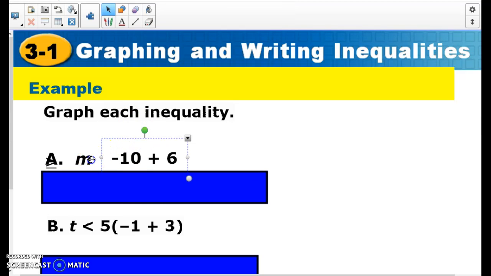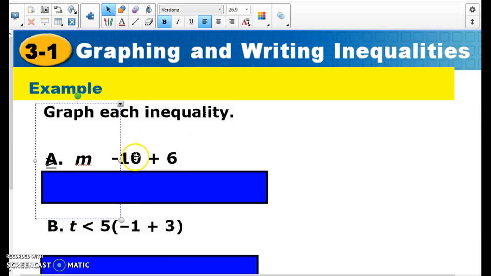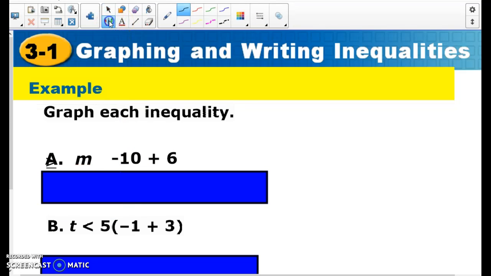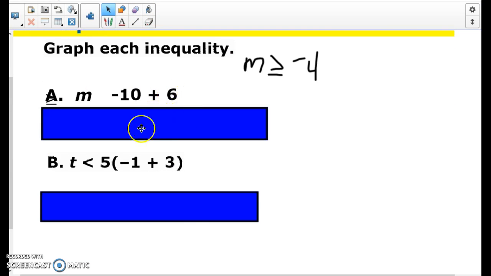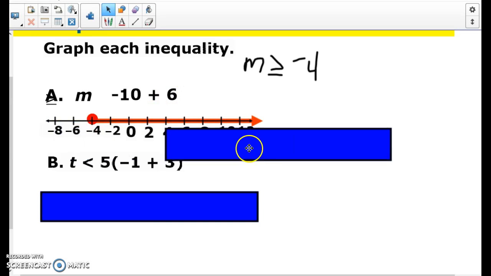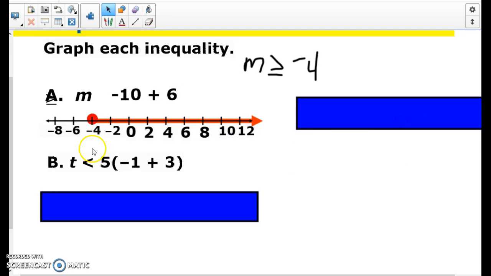M is greater than or equal to negative 10 plus 6. So I'm going to simplify that. M is greater than or equal to negative 4. Okay, since I have a greater than or equal to sign, I know my circle is going to be filled in. I'm looking for numbers bigger than negative 4, so I'm going to be filling in everything to the right. So it should look exactly like that.